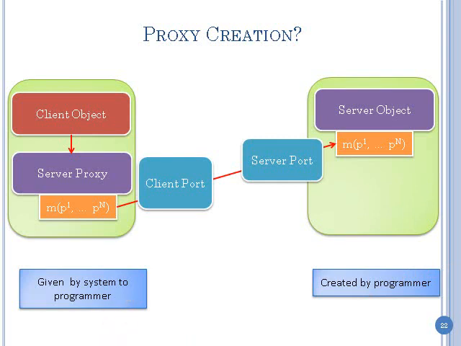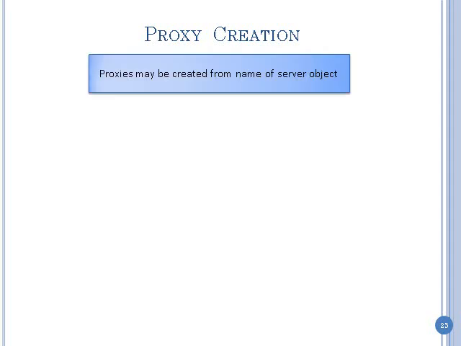What is the interface to get a proxy? We're not directly instantiating the proxy class. That we know. And proxies may be created from the name of a server object that the programmer knows. Okay. And how else can a proxy be created? Yeah, but interface and name, right? The proxy needs the class and the object, okay?